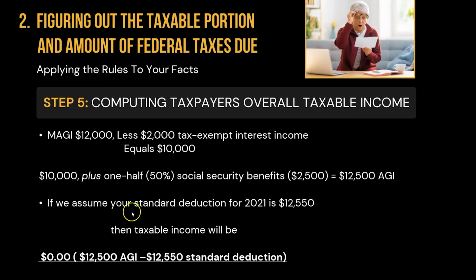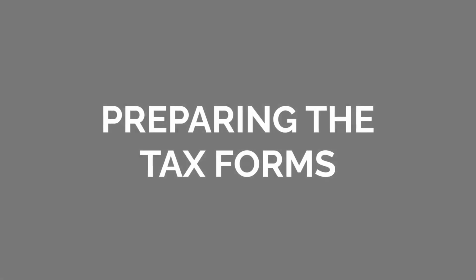All right. So if we assume that the standard deduction for 2021 is 12,550, then the taxable income is going to be 0, because 12,500 AGI minus 12,550. Because the standard deduction is higher than the AGI, the taxable income itself is going to be 0, and then he's going to pay 0 taxes.